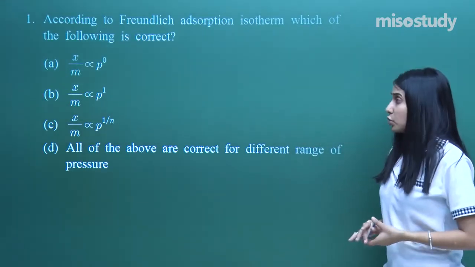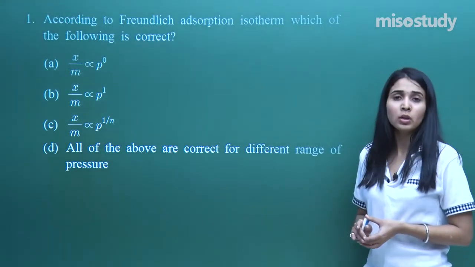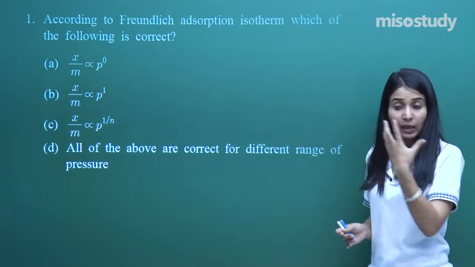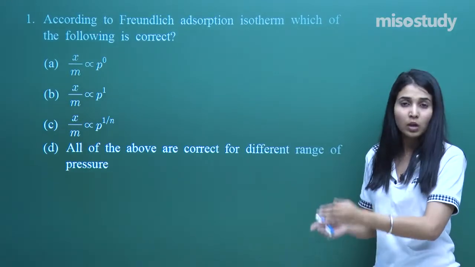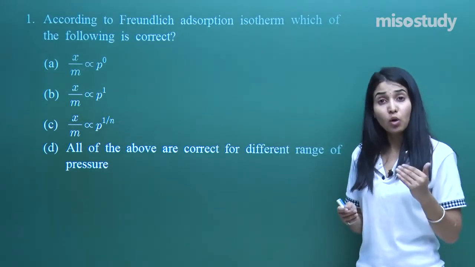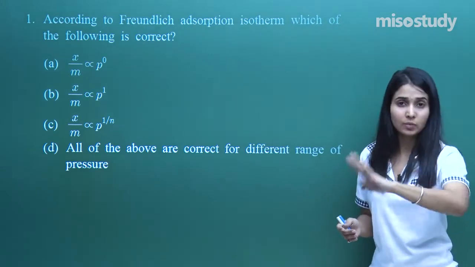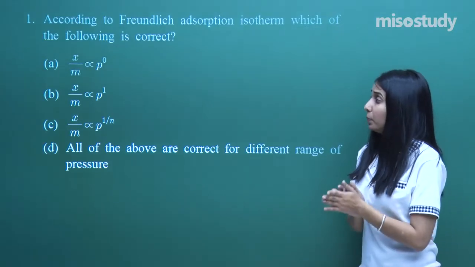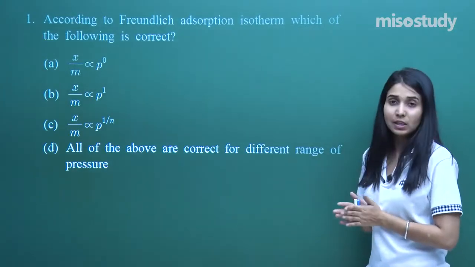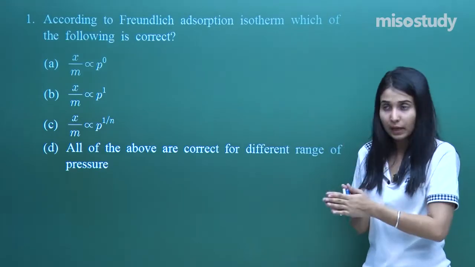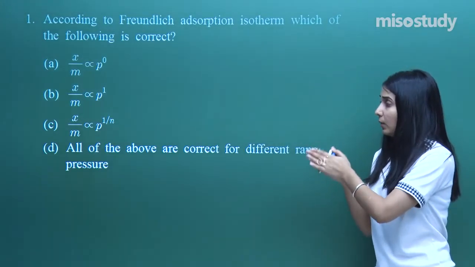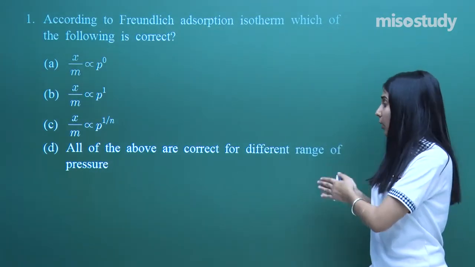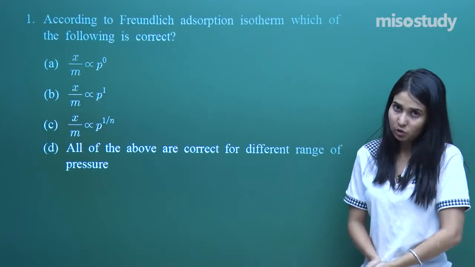Now if I see the options, x by m, what used to be your x upon m? If you remember, x refers to the mass of adsorbate, m refers to the mass of adsorbent. So x by m, we used to calculate the ratio of the adsorbate and the adsorbent. Then option A says x upon m is directly proportional to P to the power 0, option B says directly proportional to P to the power 1, option C says x upon m is directly proportional to P to the power 1 by n, or D, all of the above are correct for different ranges of pressure.